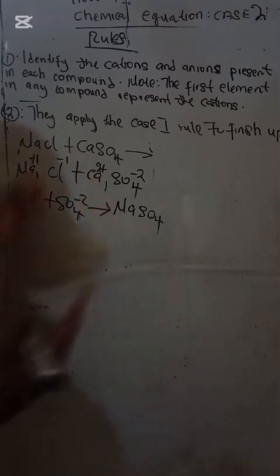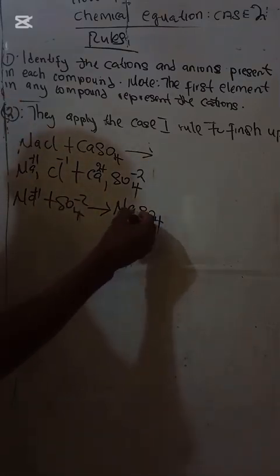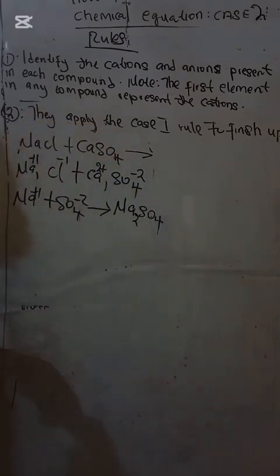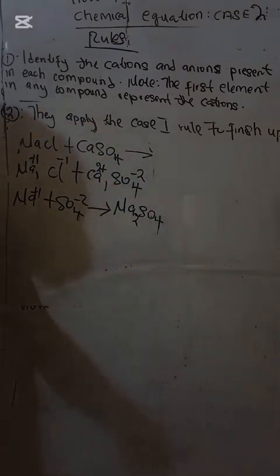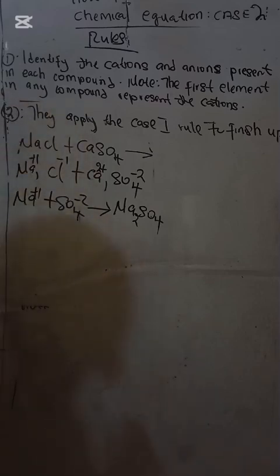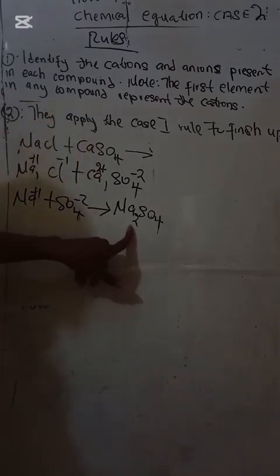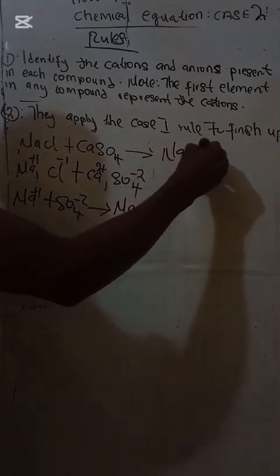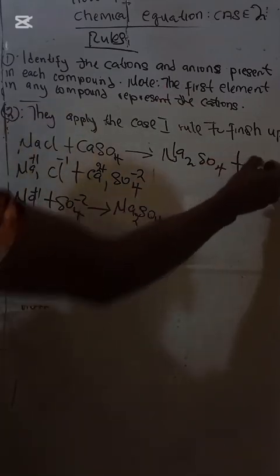So following what we did, you exchange. So Na will receive what? 2, right? Now this SO4 will receive 1, but there's no need of putting the 1 there, because I told you in the other video that if what the other is exchanging is 1, there is no need of putting it there. So this is your first product. I will quickly write it over here: Na2SO4.